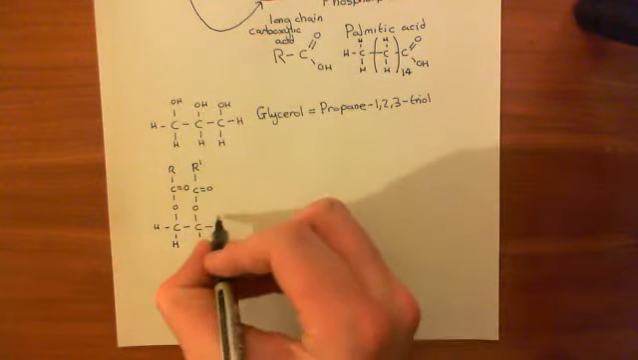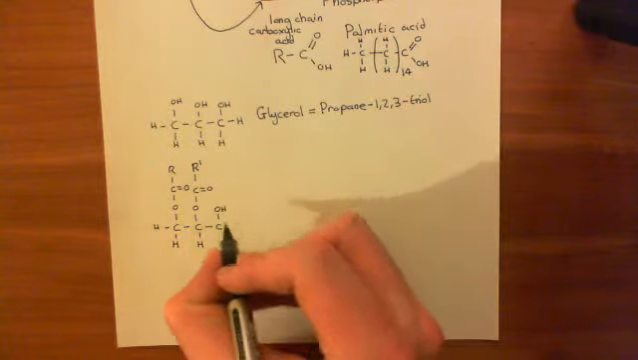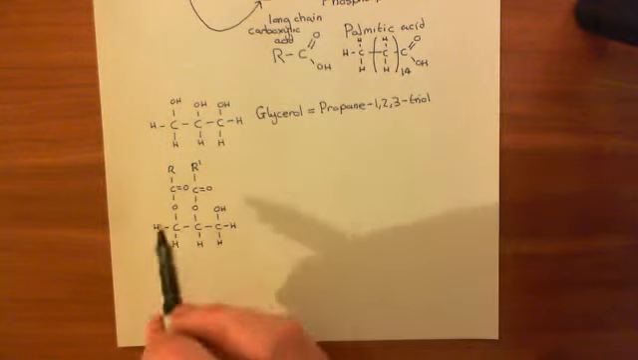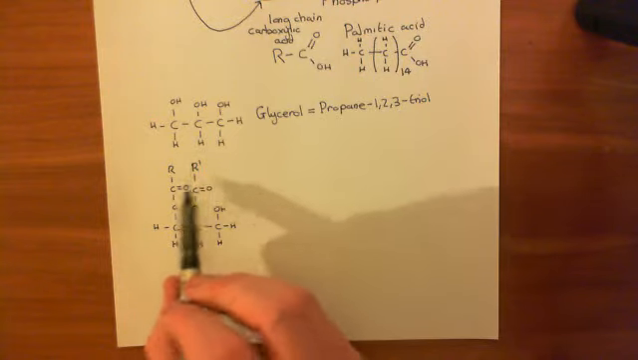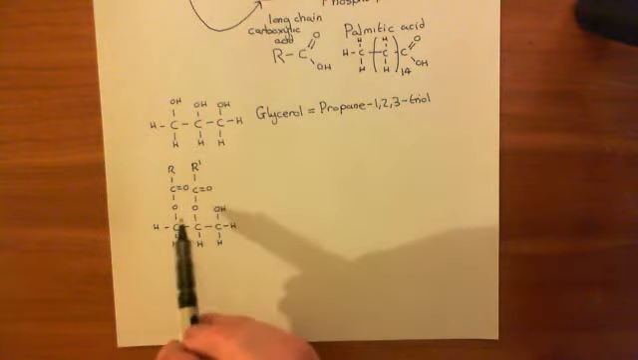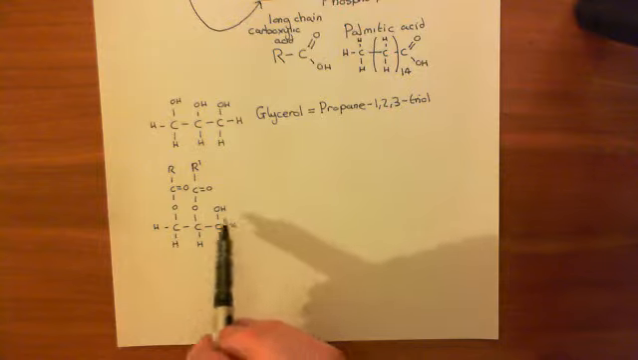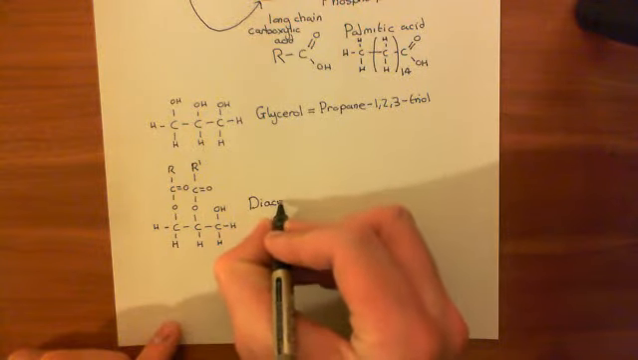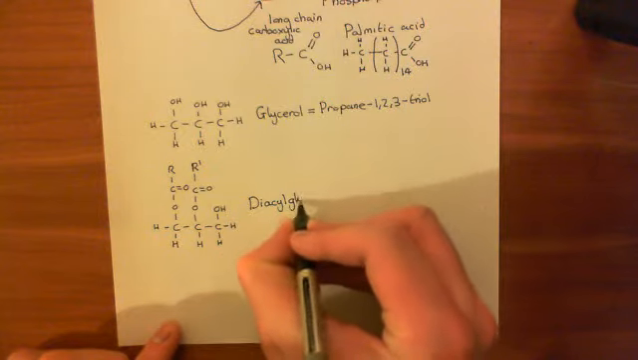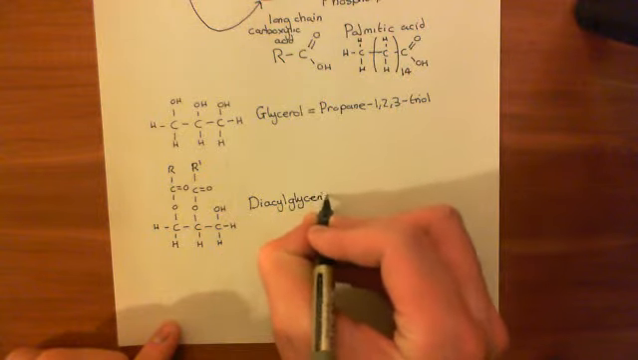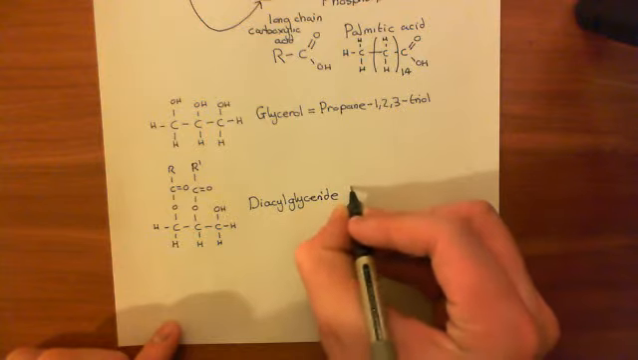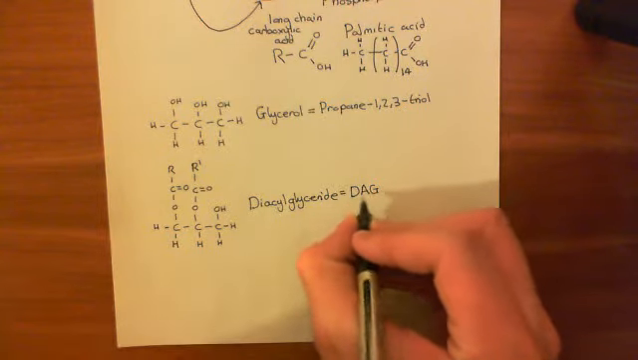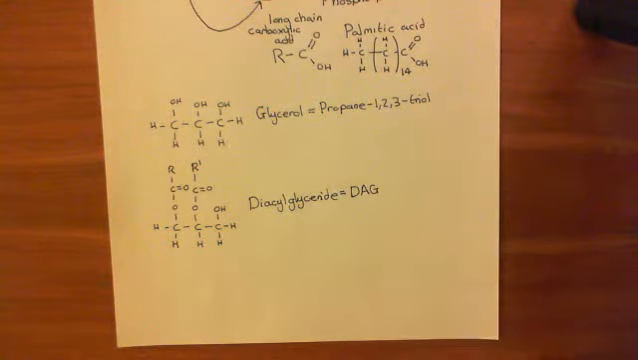Now, I'll show you a phospholipid separately. At the moment, you have bound two carboxylic acids by ester links to the two hydroxyl groups on this glycerol molecule. That's known as a diacylglycerol, or a diacylglyceride, which is often abbreviated to DAG. So if you ever see anyone use that acronym, it means diacylglyceride.